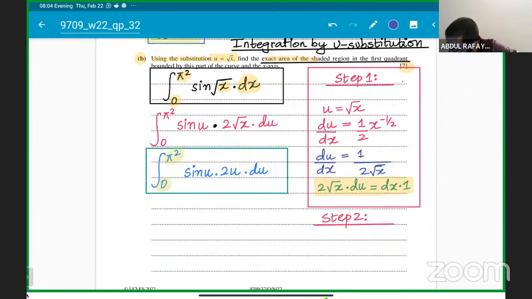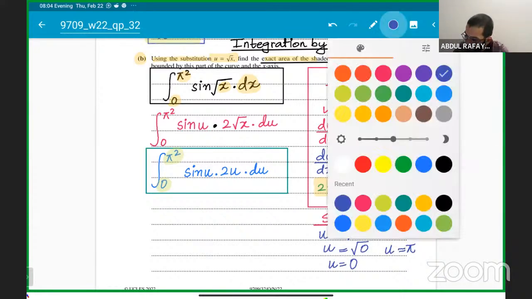Okay, so here we go. U is equal to square root x. You need the u values. One of the values of x is 0, so u will also be 0. U is equal to square root of pi squared. The square root and square cancel out, so u is equal to pi.